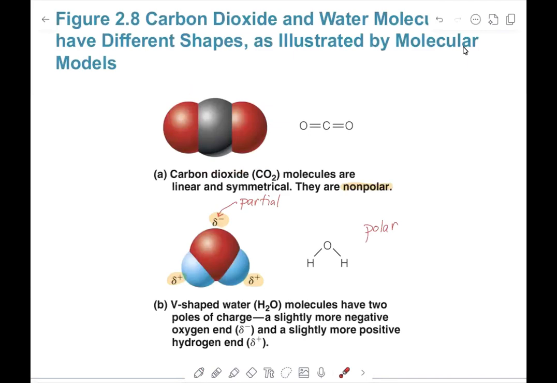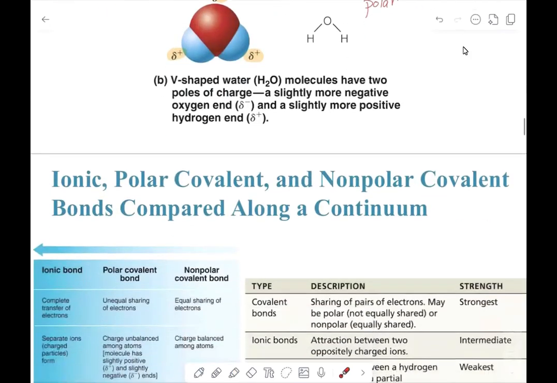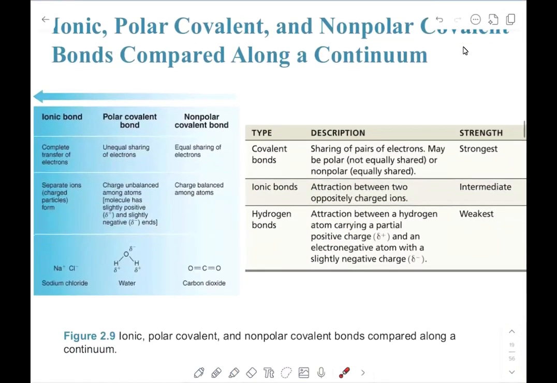So since oxygen is going to be on both ends of this molecule, they're obviously going to have the same amount of valence electrons. It's in group 6, so it has 6 valence electrons. Whenever it looks like that, it's always going to be nonpolar. So this is a comparison between the two. This image, I believe, is in your book.